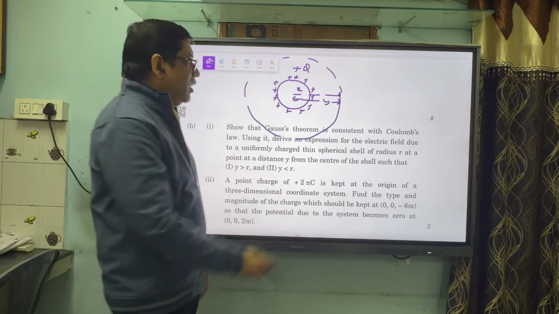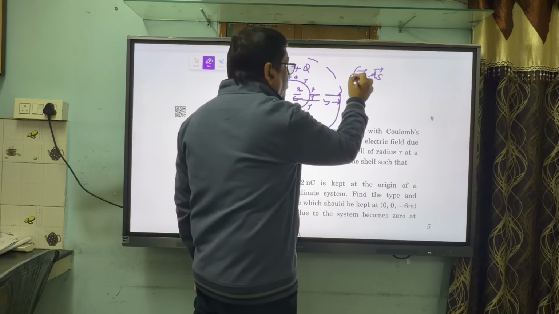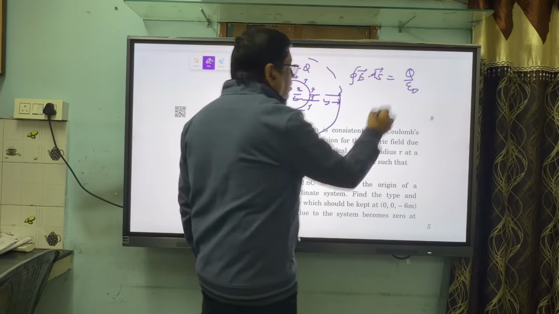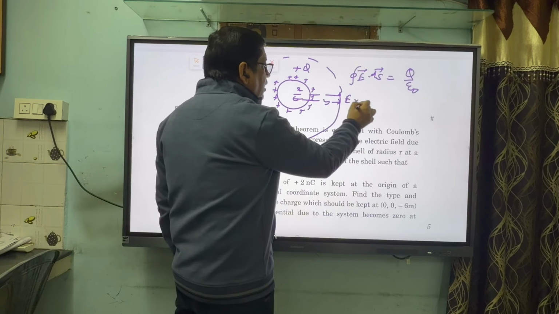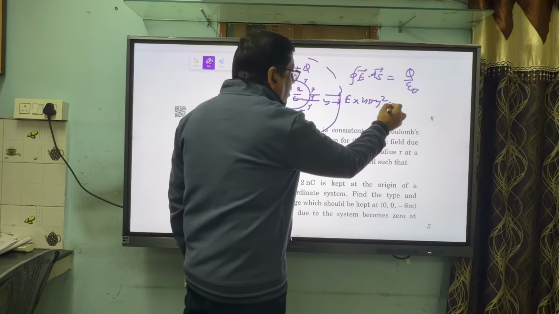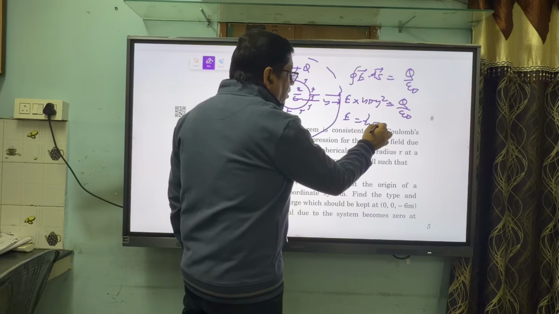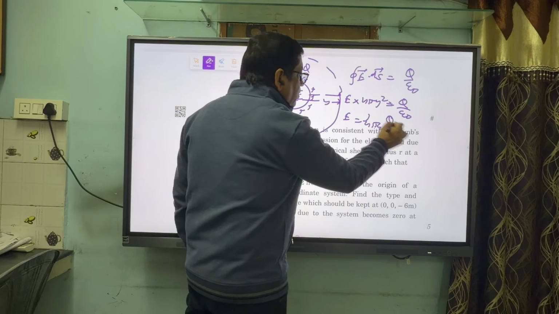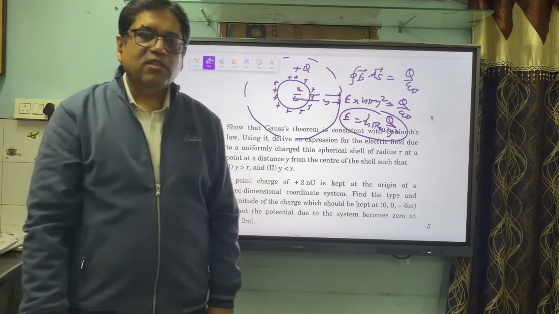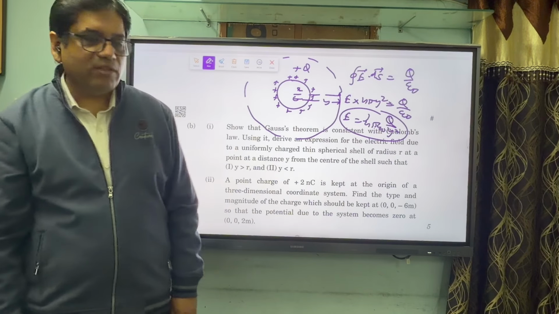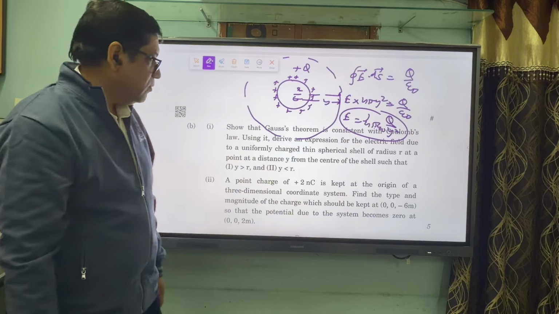Again apply Gauss theorem. Charge enclosed q again. E dot ds over the closed path will be equal to q by epsilon naught. Again angle will be same. E will come out. ds का इंटीग्रल हो जाएगा 4 pi y square. And electric field will be equal to 1 by 4 pi epsilon naught q by y square. So that is just like a point charge. So for any outside point, spherical shell will behave like a point charge only. Point charge वाला फॉर्मूला ये आएगा 1 by 4 pi epsilon q by distance का स्क्वायर.